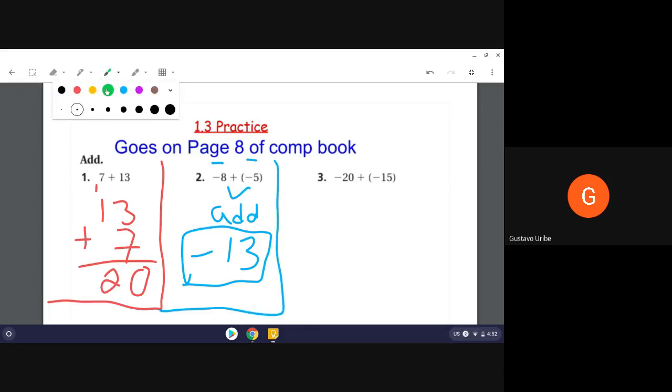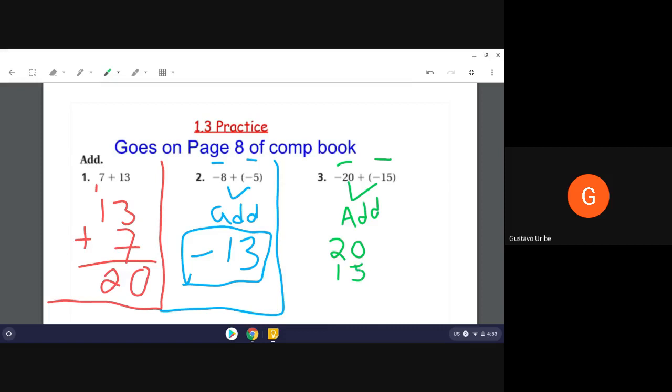Now let's try it over here. Negative 20 plus a negative 15. Same signs, add. Again, it doesn't matter that this is a plus right here. We have to focus on the signs to see if we are adding or subtracting. This is a negative, this is negative, the same sign, so we're going to add them, and your answer is going to stay negative. The same signs you add, you keep the sign the same. So my answer is going to be a negative.